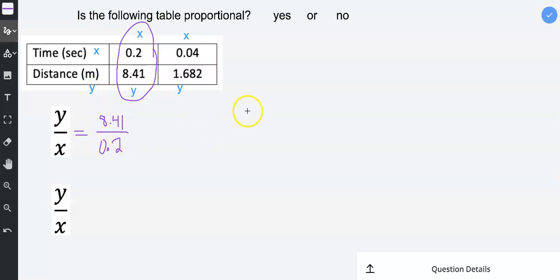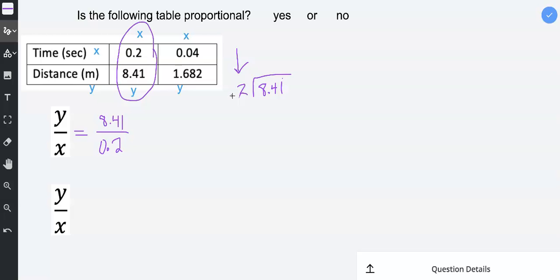Now I need to use long division. So remember, the numerator goes underneath the division symbol. So it's 8.41 divided by, and then the denominator goes on the outside. And I can write 0.2 or .2, same thing. When I'm dividing decimals, the only number I have to check is the number on the outside. That's the one that if it contains a decimal, you have to get rid of that decimal.